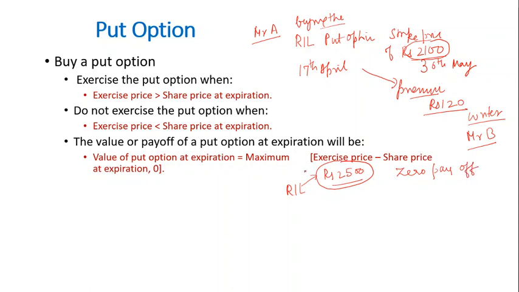So in this case, no option will be exercised, and this is also called an out of the money contract. This is an out of the money contract if the price is 2500. Let's take the second example.